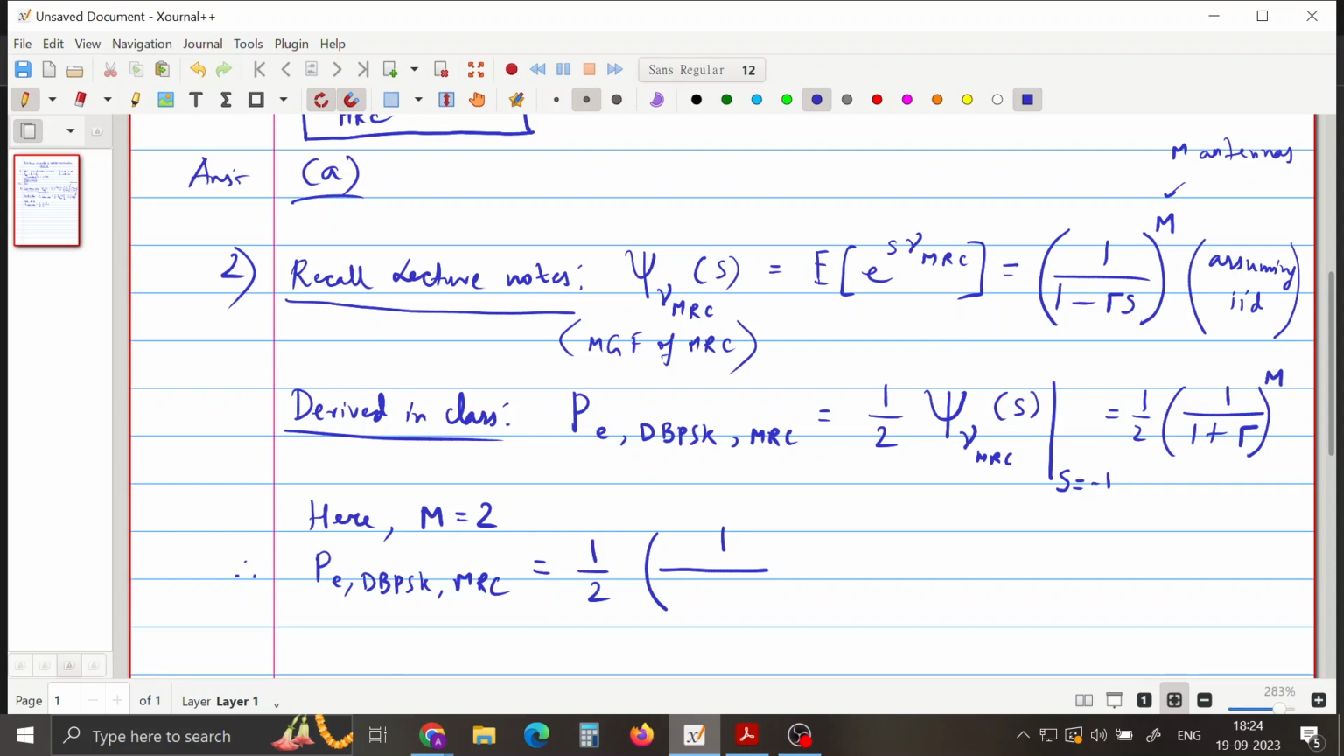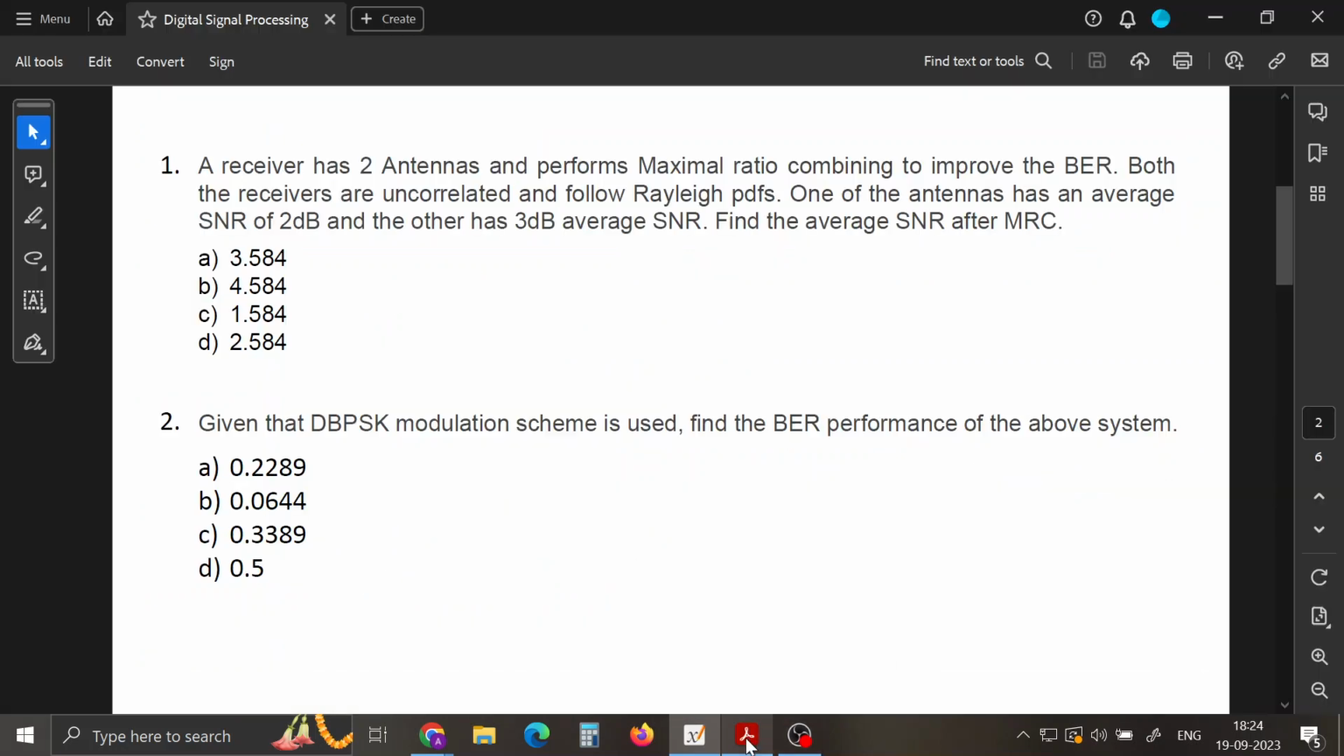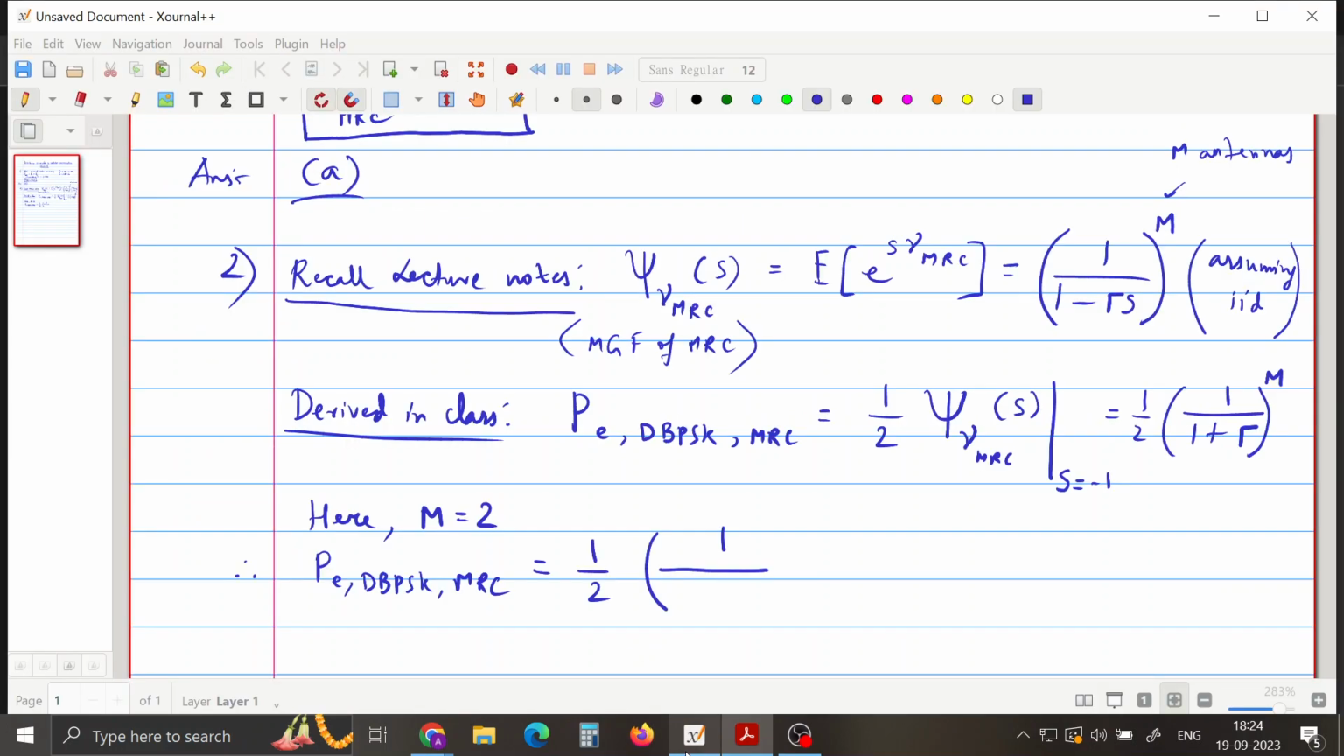But in our example, question number 2 is actually a continuation of the first question, right? And in that first question, gamma 1 and gamma 2 are different. The average SNR for the 2 branches are different. They are 2 dB and 3 dB, right? So they are not identical, their values are not the same. So what I wrote here was the IID case, right?